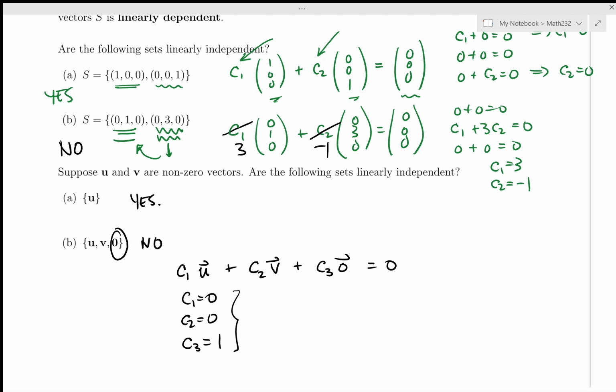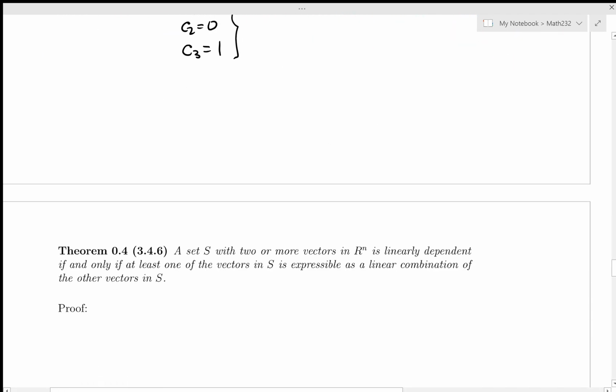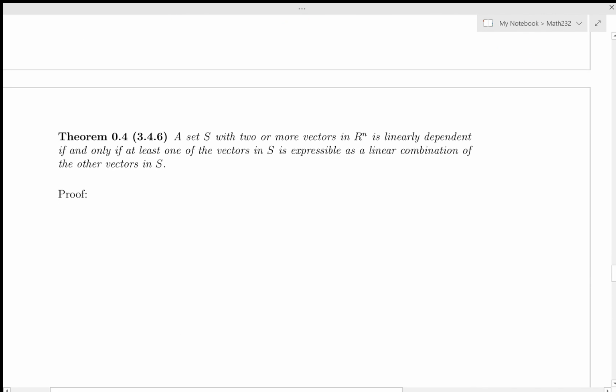Okay, let's keep going. We have a set S with 2 or more vectors in Rn, and we're claiming that it's linearly dependent if and only if at least one of the vectors is expressible as a linear combination of the other vectors. I mean, this is really very straightforward. So let us just do this quickly. So we do it both ways again.